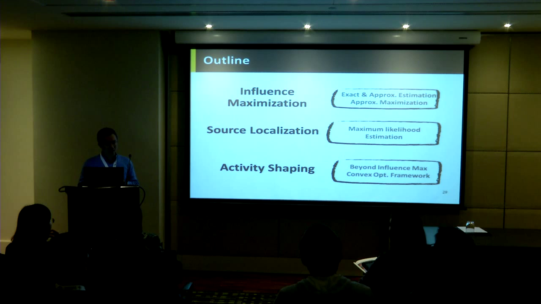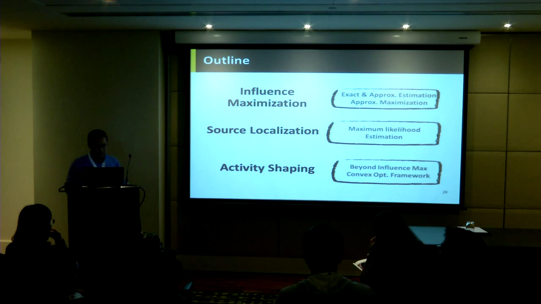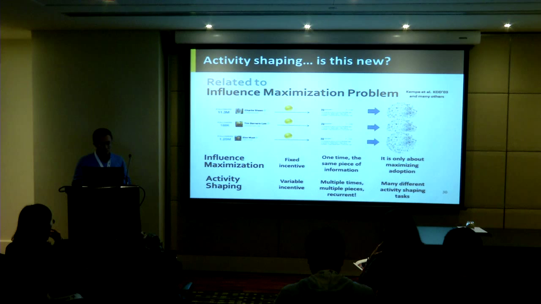So once you generalize that continuous time diffusion model to this point process model for user activity, you can do even more. So I'm going to just show you one application of viewing this user activity in this point process model. This is a relatively new kind of framework or paradigm. We call it the activity shaping paradigm. It allows you to do something more than just influence maximization. So what is this activity shaping problem?